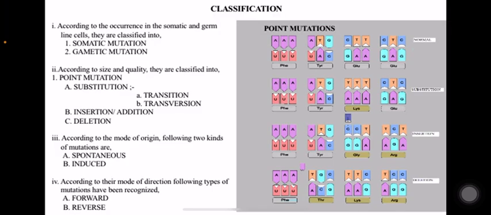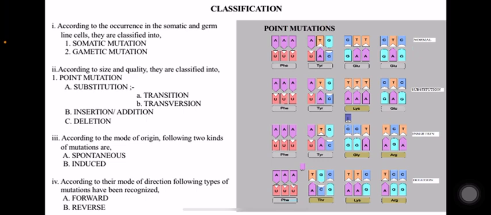And now the classification of mutations. Classification is based on different aspects. First, according to the occurrence in the somatic and germ cell line, they are classified into somatic mutation and gametic mutation. Somatic mutation is the one that occurs in the non-reproductive body cells. That is, it occurs in any body cells except for the reproductive cells.